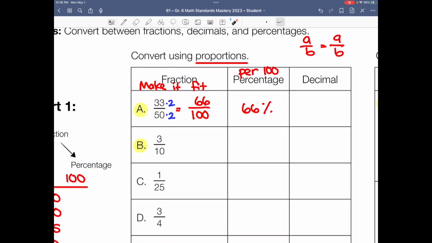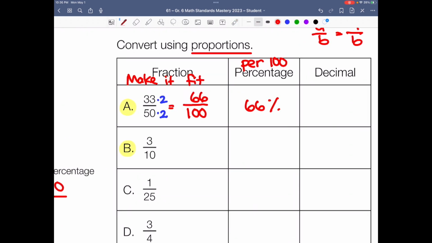Next, let's turn this percentage into a decimal. So add a decimal point where it belongs after 66. And to turn it into a decimal, just move the decimal point 2 places to the left. So if we go 2 places to the left, away from the percent symbol, this is where the decimal is going to go. You can add a leading 0. So it's going to be 0.66. Write it down.